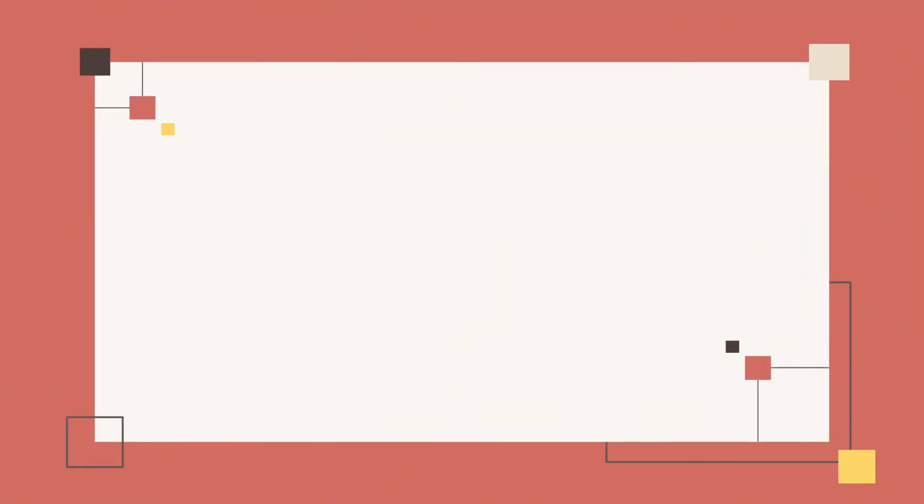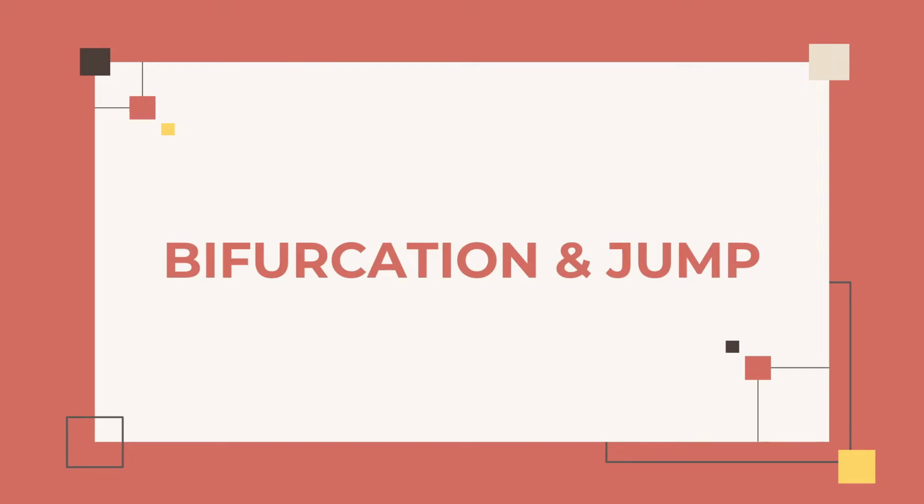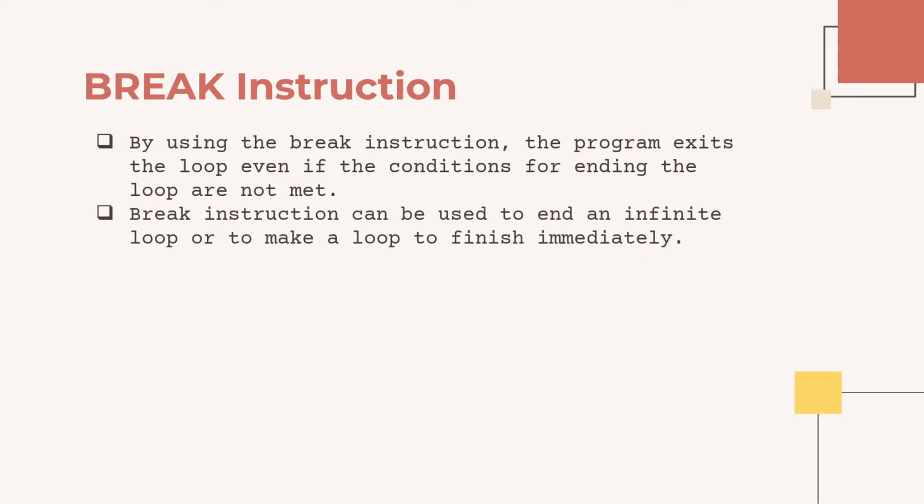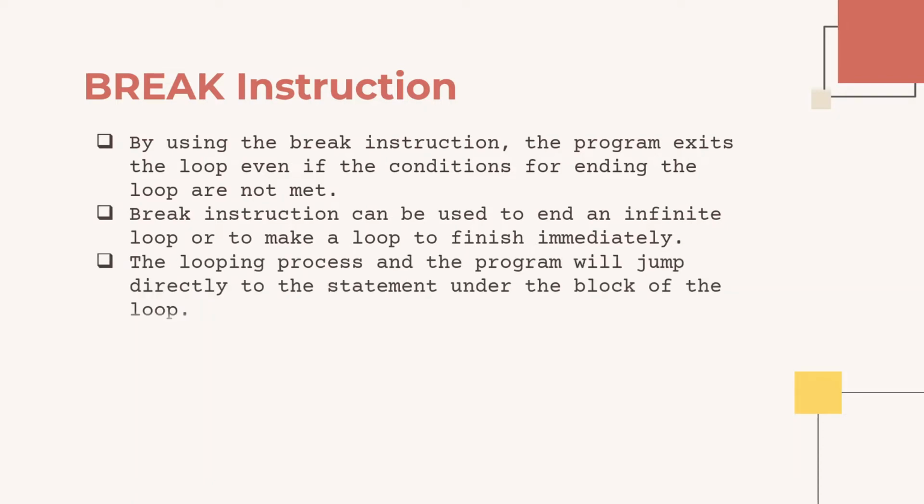We have discussed the various looping structures and nested looping. Then we will discuss bifurcation and jump. First is the break instruction. By using the break instruction, the program exits the loop even if the conditions for ending the loop are not met. The break instruction can be used to end an infinite loop or to make a loop finish immediately. The looping process ends and the program will jump directly to the statement under the block of the loop.